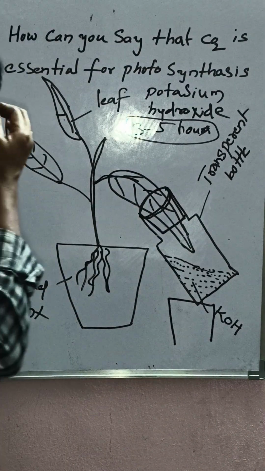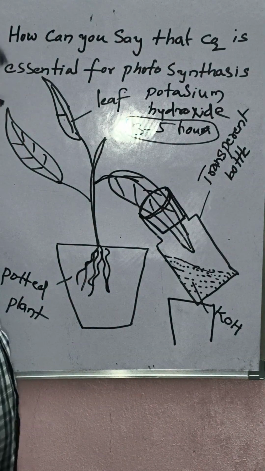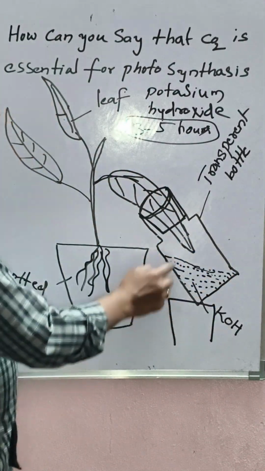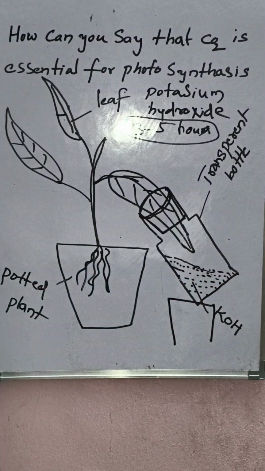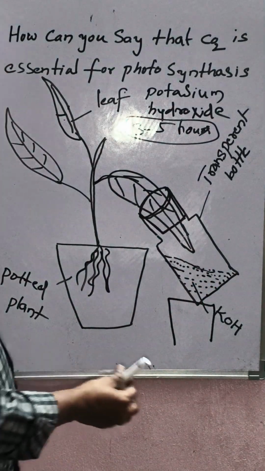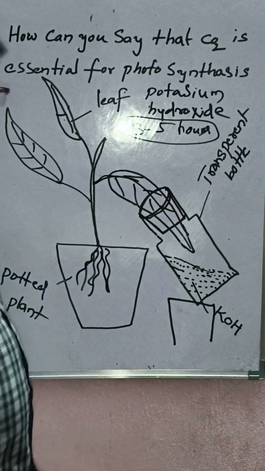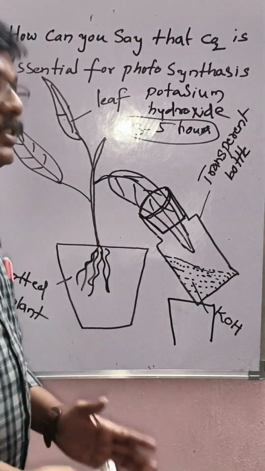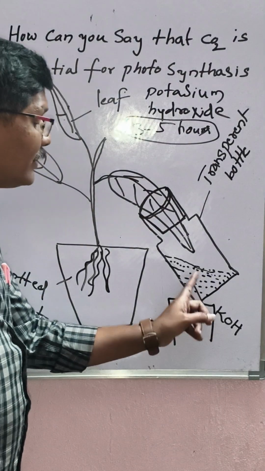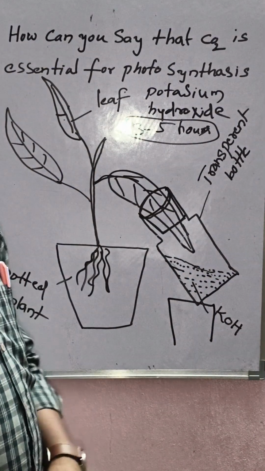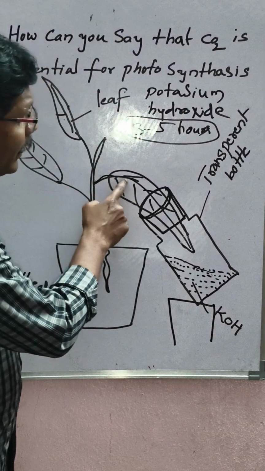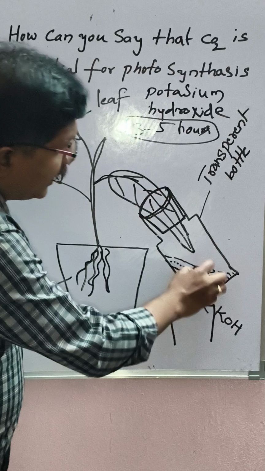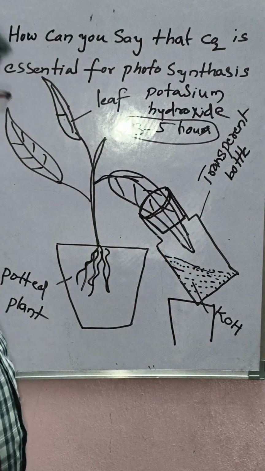Listen carefully. Before we insert the leaf into the bottle, what does the bottle contain? The bottle contains KOH solution, that means potassium hydroxide. Why should we keep the potassium hydroxide? Because KOH has the ability to absorb carbon dioxide. If any carbon dioxide is present in the leaf, that much carbon dioxide will be absorbed by the KOH solution.